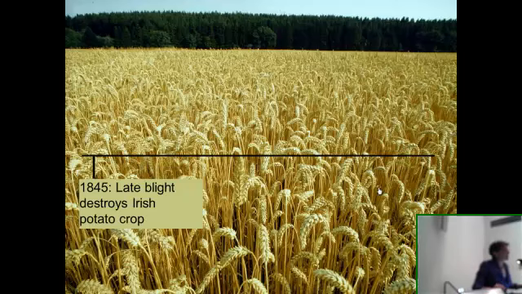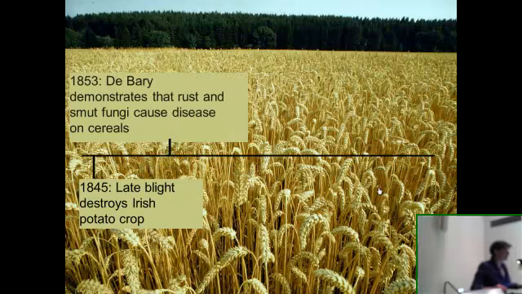So this devastating agricultural problem really launched the first studies of the basis of disease. And there was a plant pathologist, Antoine de Bary, that demonstrated for the first time that microbes caused infection in his studies of rust and smut fungi on cereals. Up to this point, it was thought that diseases of plants and animals were acts of God.